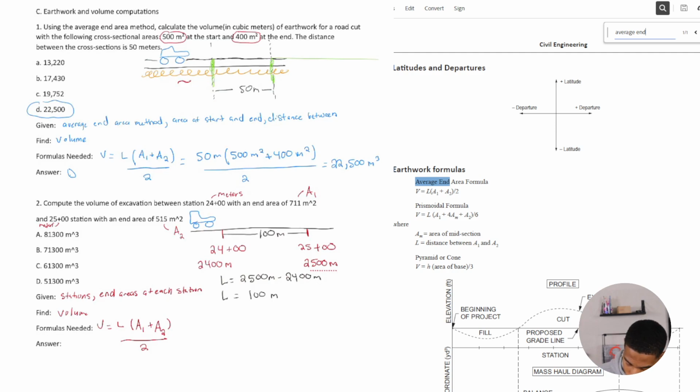So this is equal to 100 times (711 plus 515), all divided by 2. This is going to give us 61,300 meters cubed, or C.